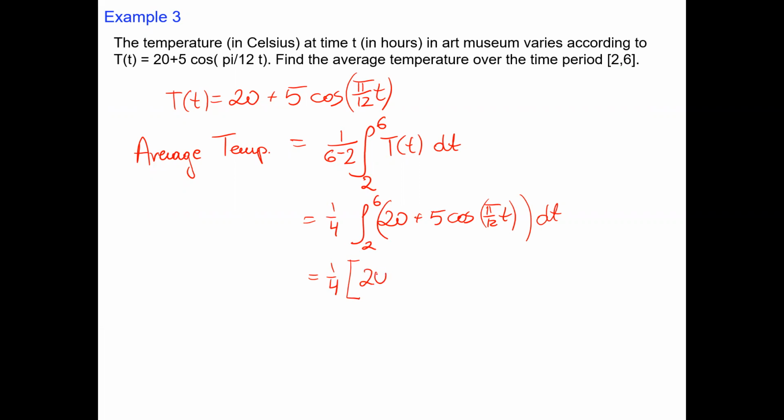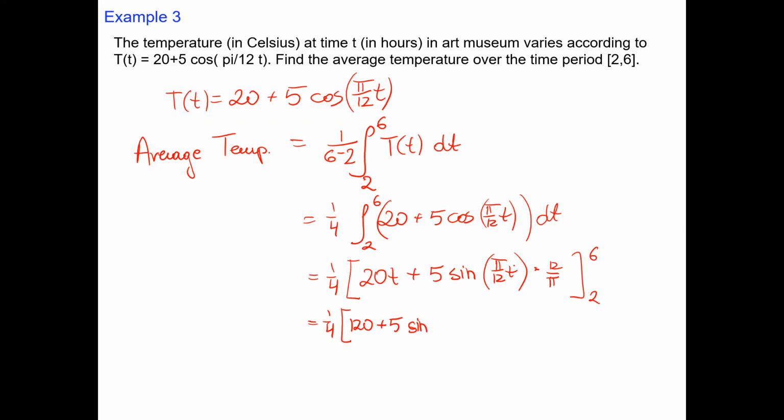Integral of 20 dt is 20t, plus the constant 5. Integral of cosine is just sine of the same angle, and we will divide by 12 over pi, right? Because that's the coefficient. We always divide by the coefficient of t. T is linear from 2 to 6. Okay, let's substitute 6.